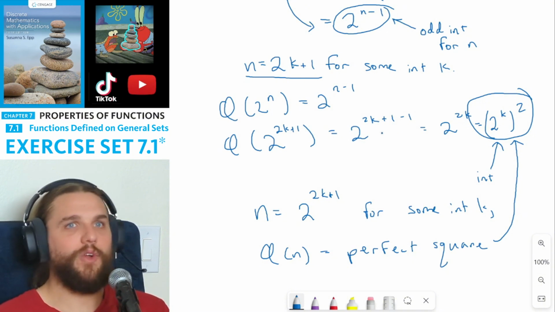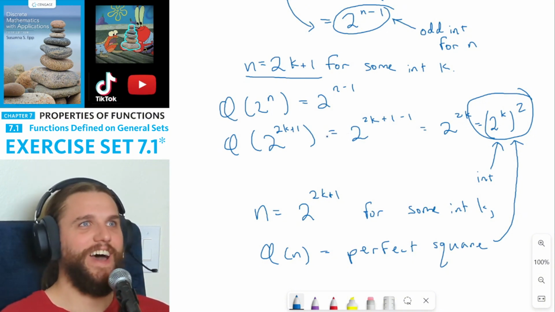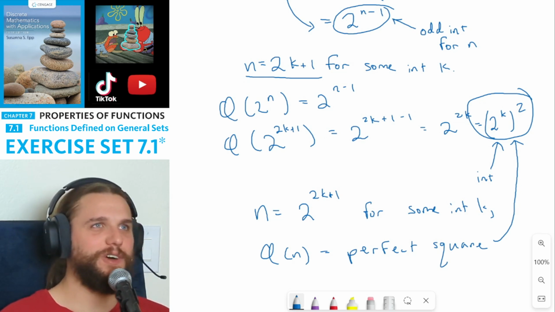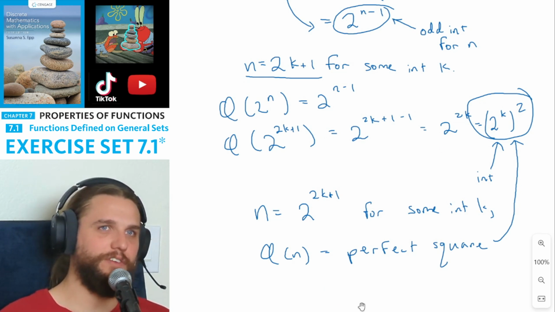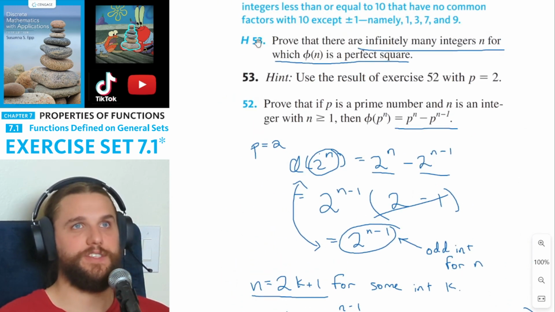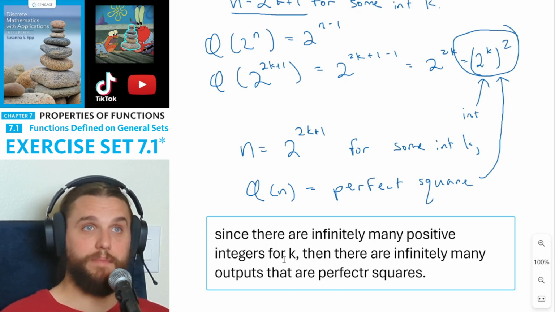Now, how do you come up with the solution on your own, other than, number one, having the hint from the solution? But also, I think that this is a very clever approach. I had to think about this one for quite a bit, but to be fair, this is number 53. Since there are infinitely many positive integers for k, then there are infinitely many outputs that are perfect squares.